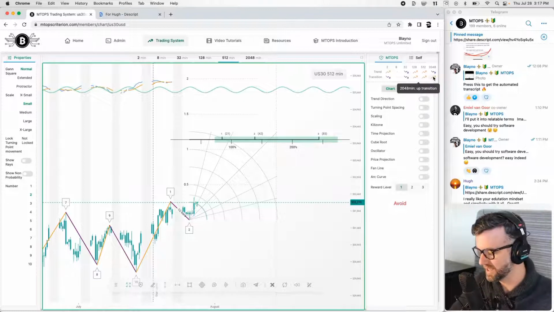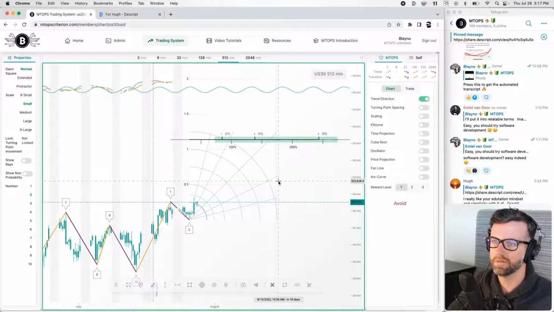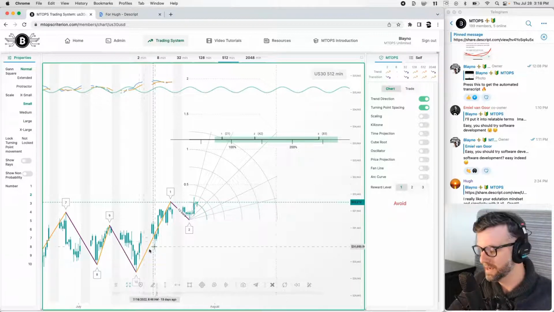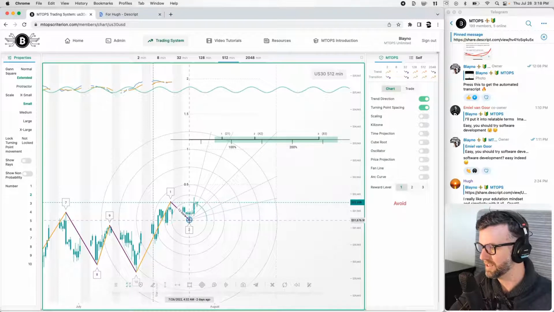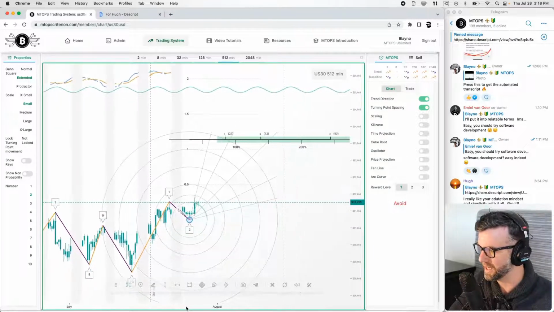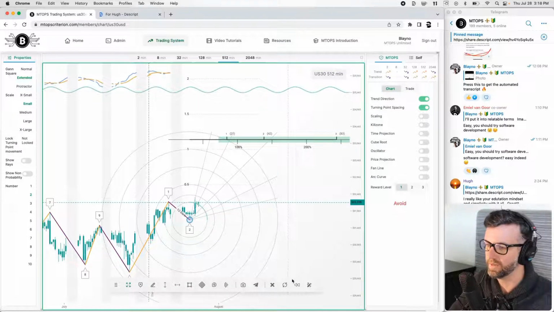Okay, the show forward says the trend direction looks good because 2 is above 10. Turning point spacing, 2 is in the right place, moving to 3, scaling. If we click on the turning point, press Y on the keyboard, things get circular, looks all right. Then we can maybe just adjust that slightly. What I'm looking for over here.